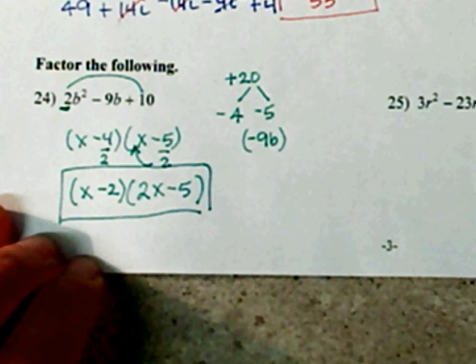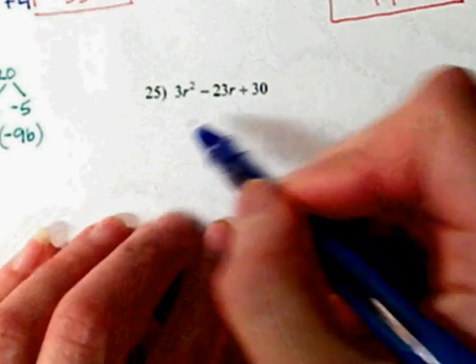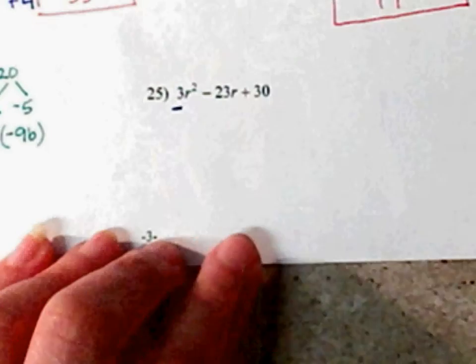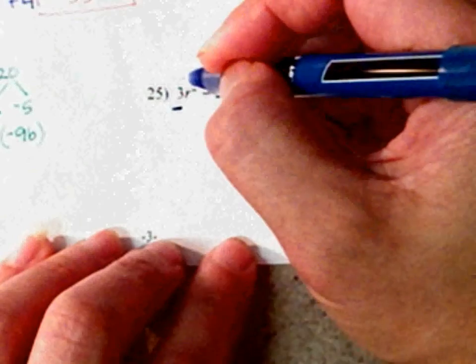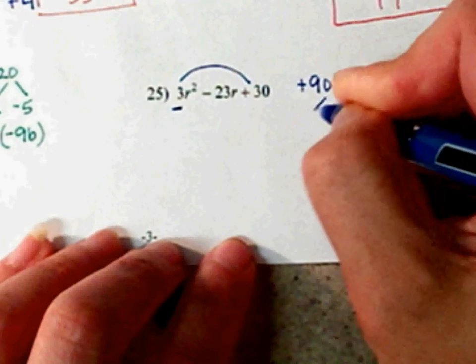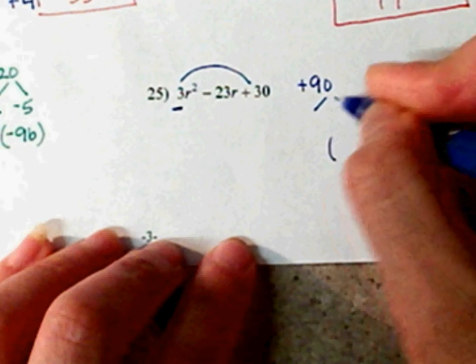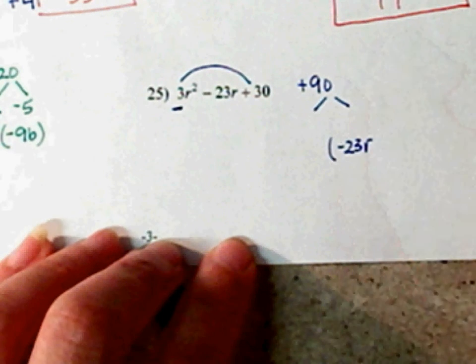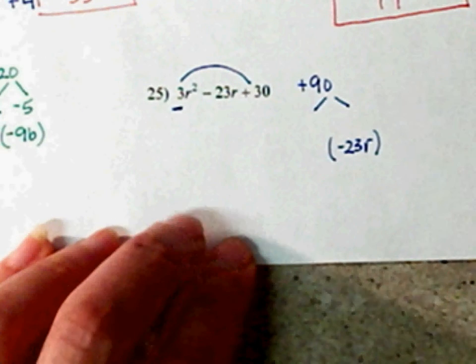25. Okay? Let's see if you have any greatest common factor. Not a 1. Remember, your a is a 3. That's going to play a factor later. So 3 times 30 is positive 90. You want 2 numbers that multiply to give you 90, and add up to give you negative 23. So both of these numbers have to be negative.